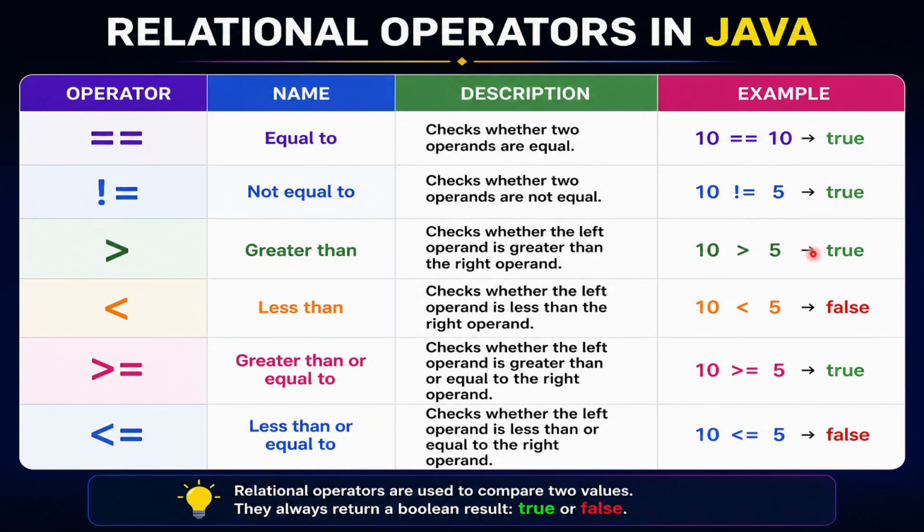Third is greater than. It checks whether 10 is greater than 5. Yes, it is true. Next is less than. It checks whether 10 is less than 5. No, it's false. Next is greater than or equal to. Greater than or equal to checks whether the left operand is greater than or equal to the right operand. For example, 10 greater than or equal to 5, which is true. Next is less than or equal to. It checks whether the left operand is less than or equal to the right operand. So 10 less than or equal to 5 is false.